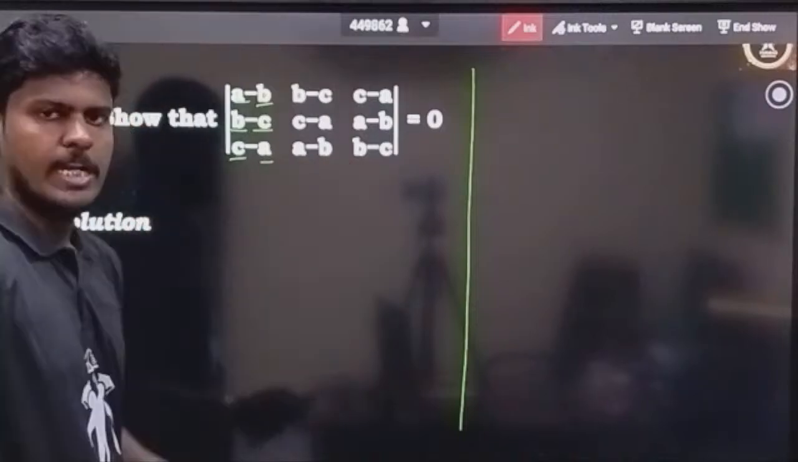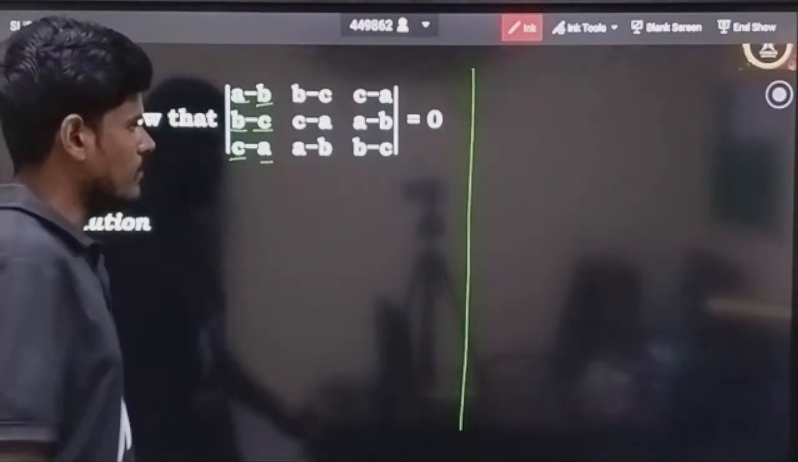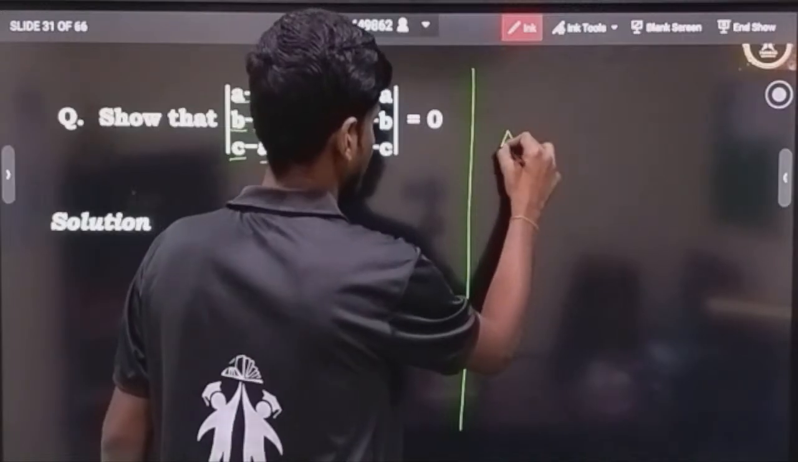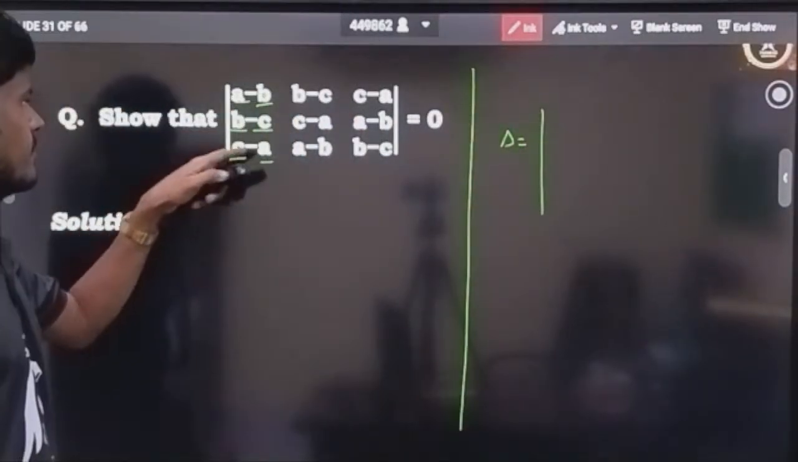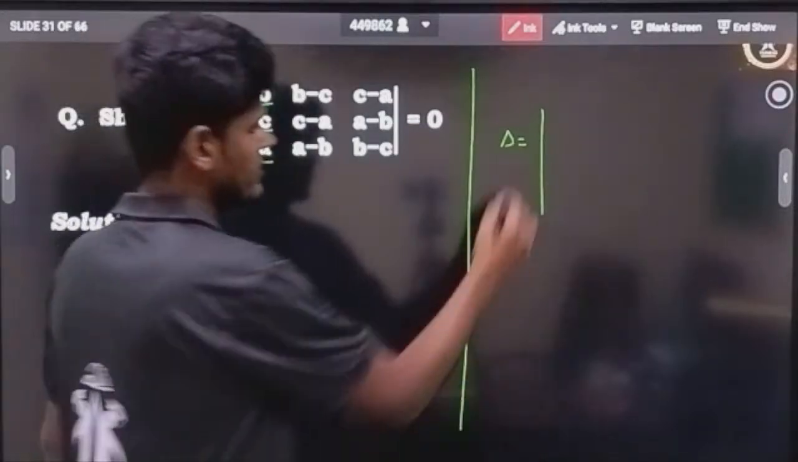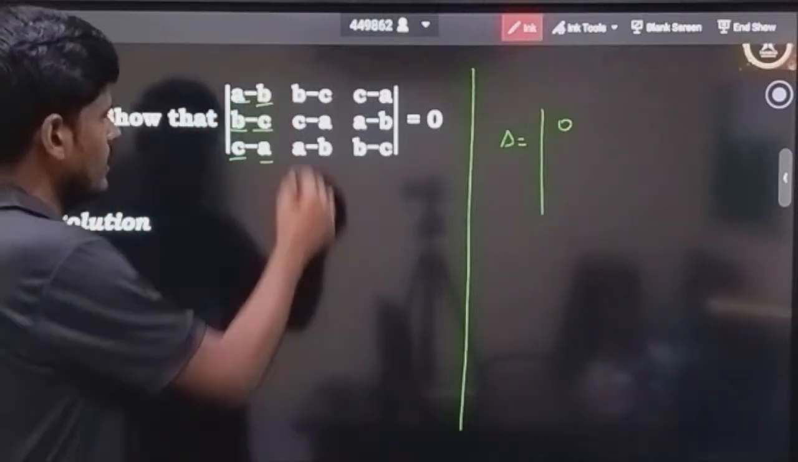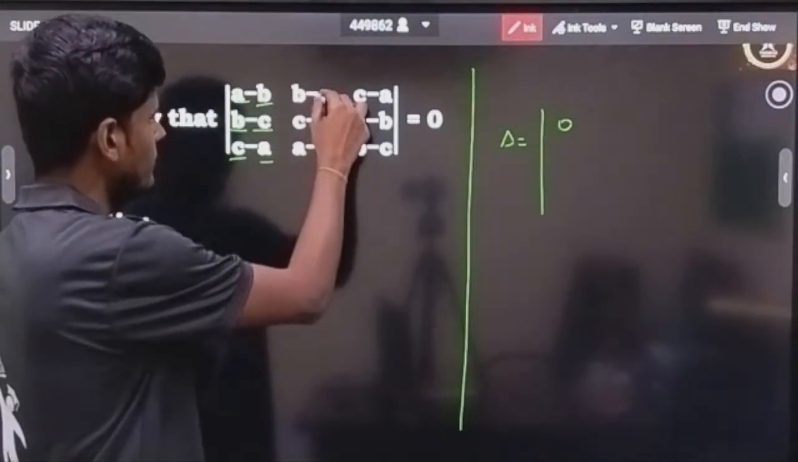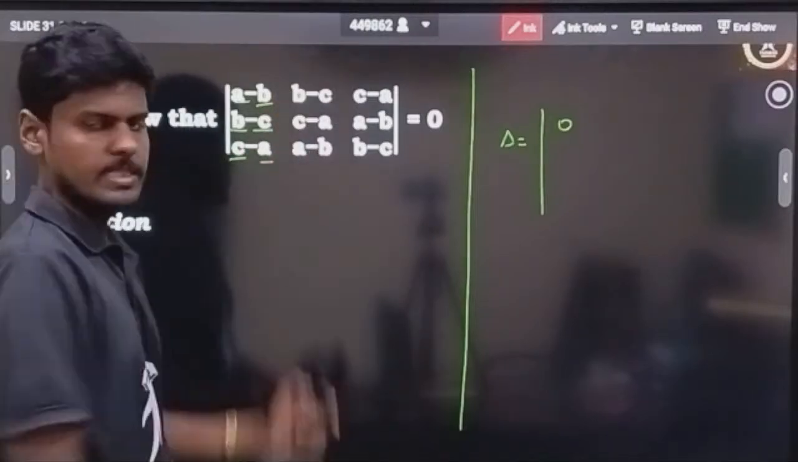Now this determinant value is 0. When we add all the rows, the first element becomes minus A plus A, which gets cancelled, minus B plus B, minus C plus C. So the first term becomes 0. Second one, again B minus B, minus C plus C, minus A plus A. When we add all this, it is 0.